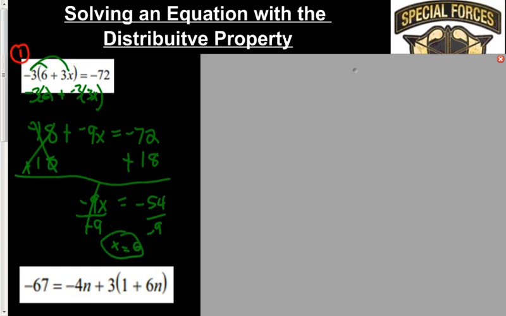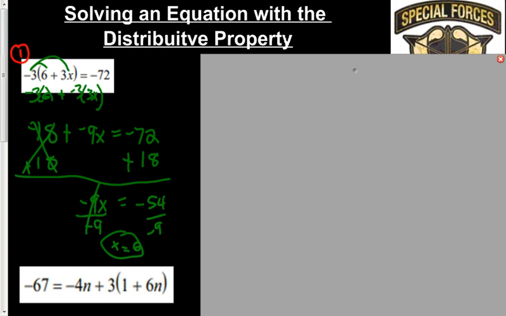Remember to always check your answer. You can plug that back in. If I do it mentally, I got 3 times 6 in the parentheses there instead of 3 times x. That's 18 plus the 6 that's in there would get me 24. And I can check on my calculator. 24 times negative 3 does get me to negative 72, which means we did it correctly.